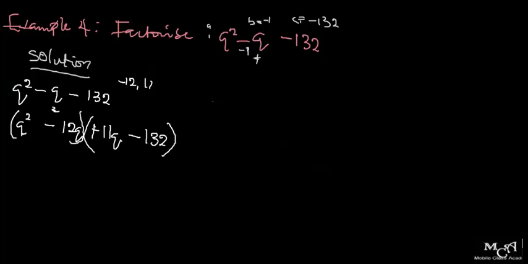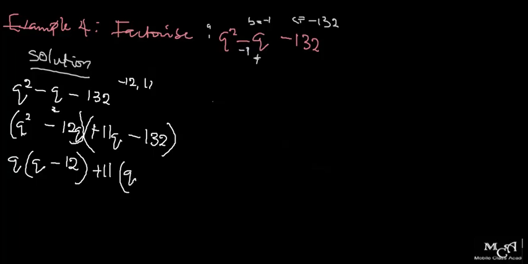We group. If we do our grouping, we ask ourselves this question: what's a common factor between q squared and minus 12q? Of course, the answer is q. So if we take out q from q squared, we are left with q minus 12. So q multiplied by q will give us q squared. Q multiplied by minus 12 will give us minus 12q. Now, what's the common factor here? The common factor here is plus 11. So if we take out plus 11 from here, we are left with q, right?